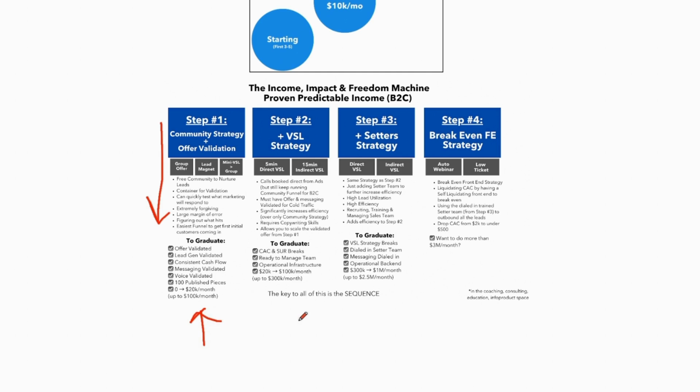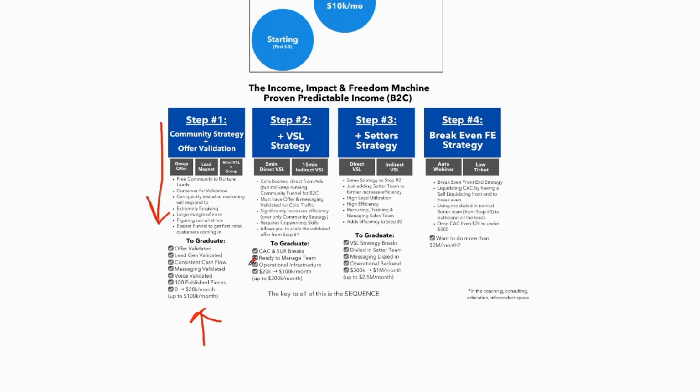This step is what you're going to be using in order to get from $0 to $20,000 a month. You can actually use the community strategy to get up to $100,000 a month. We actually pushed the community strategy and got it up to $80,000 to $90,000 a month. We've seen it go around 100, 120. Some people even push it to $200,000 a month, which is a little bit excessive, but there are people in the marketplace who do so.